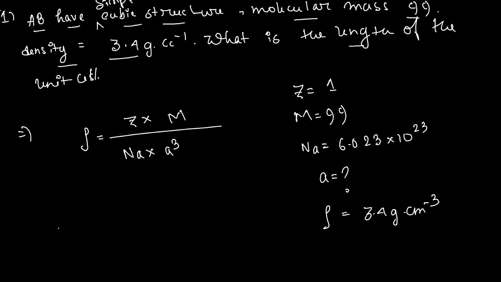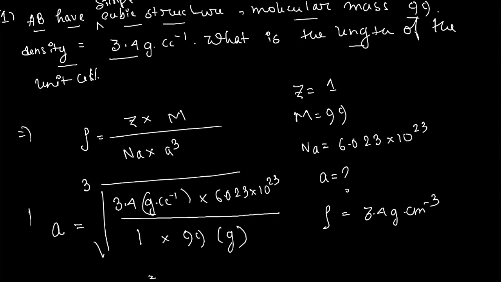So here what we have to do is calculate a. So a will be the cube root of 99 divided by 3.4 into 6.023 into 10 to the power 23, with Z equal to 1.